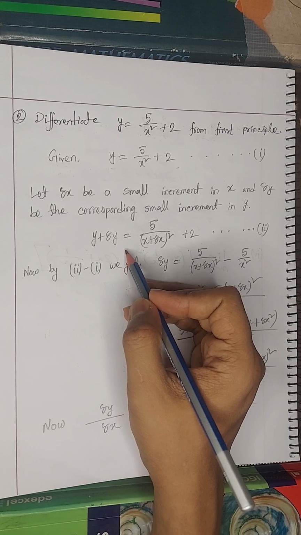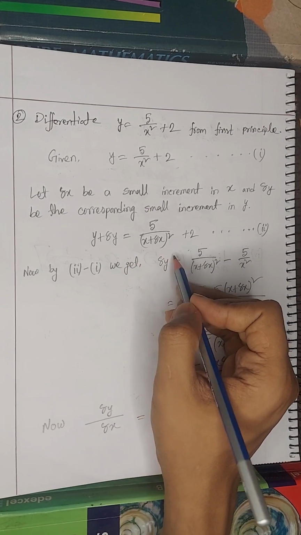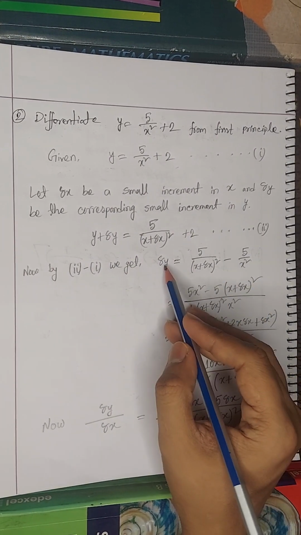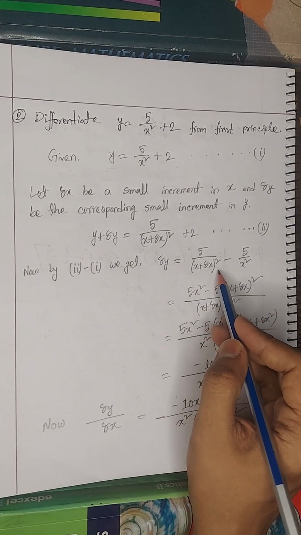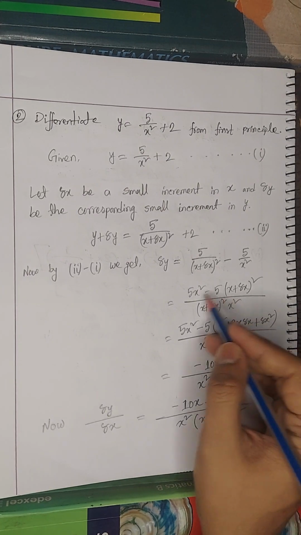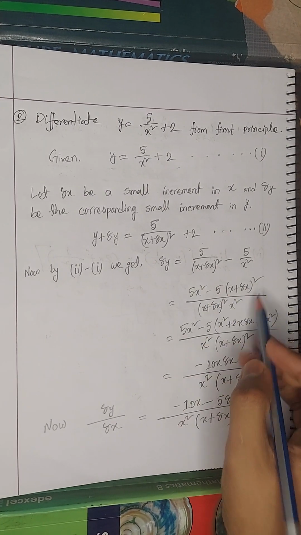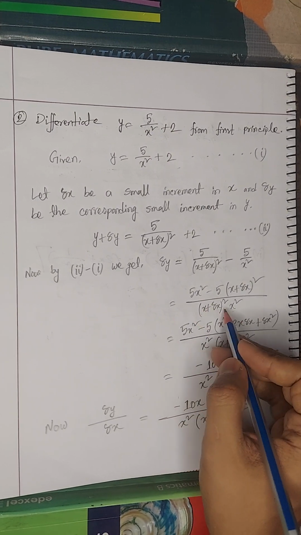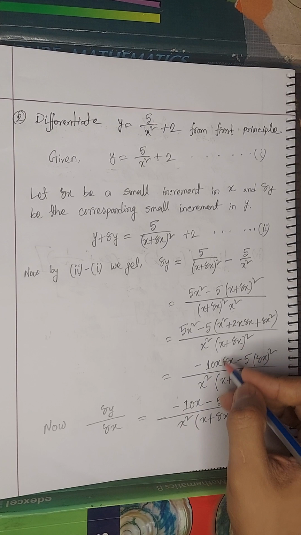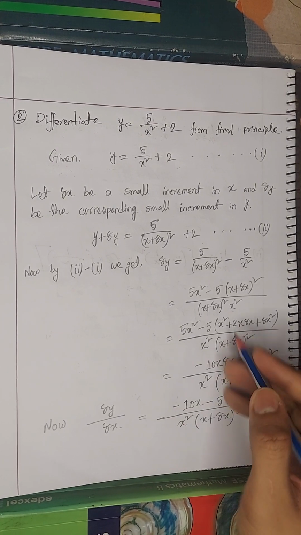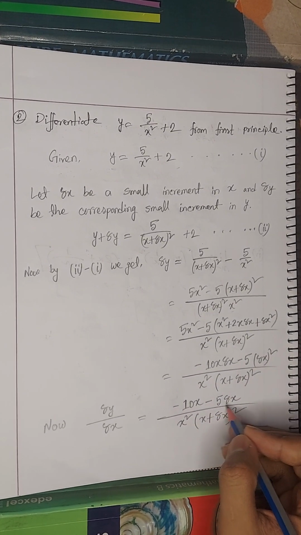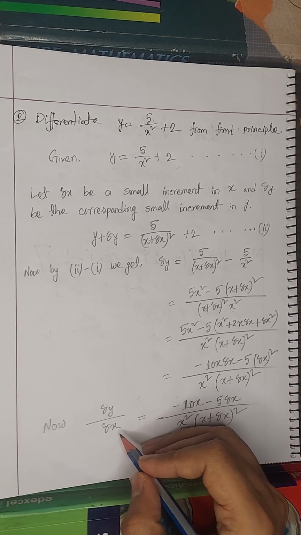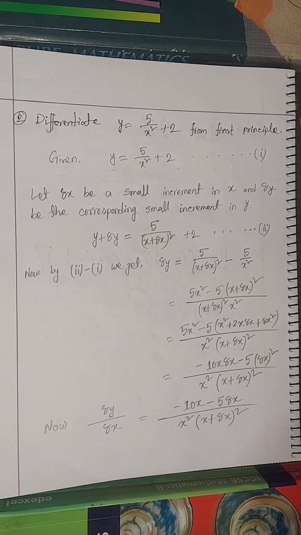So y plus delta y is equal to 5 by x plus delta x whole square plus 2, and by subtracting 1 from 2 we get delta y is equal to 5 by x plus delta x whole square minus 5 by x square. And here if we add this in the denominator, we get x plus delta x whole square x square, and after adding this we get minus 10x minus 5 delta x divided by x square times x plus delta x whole square, which is the value of delta y by delta x.